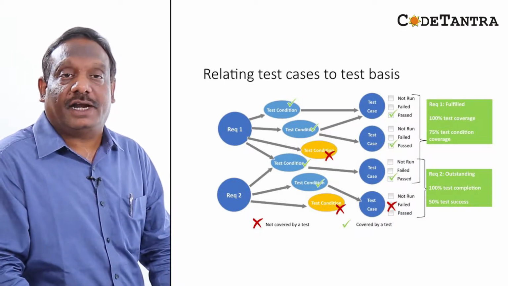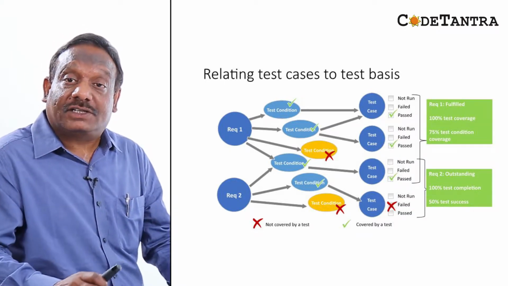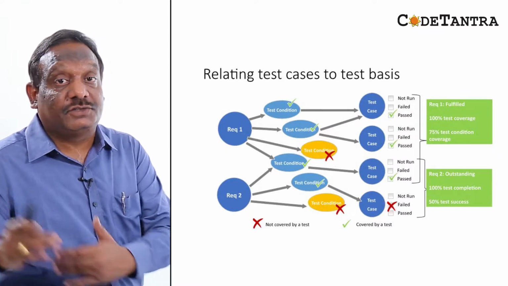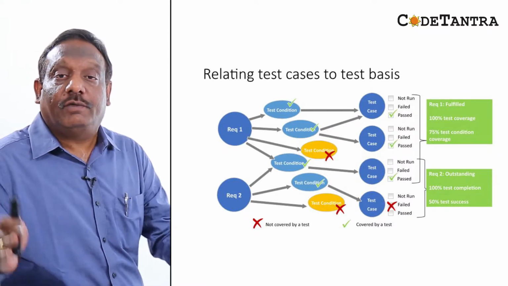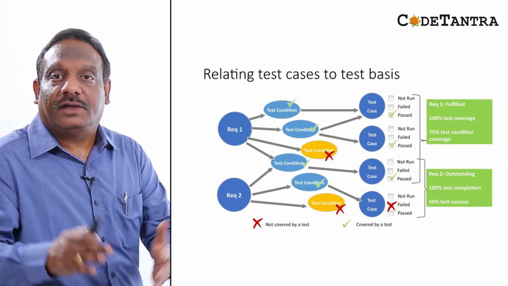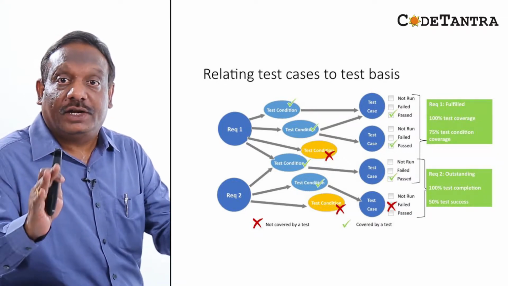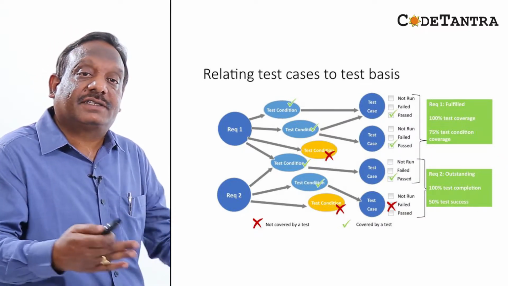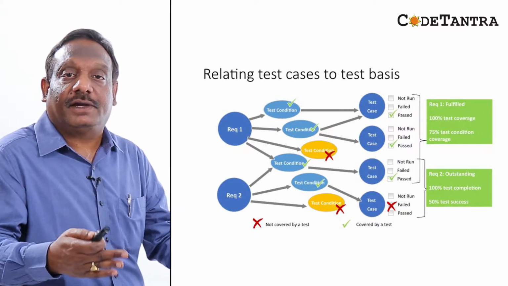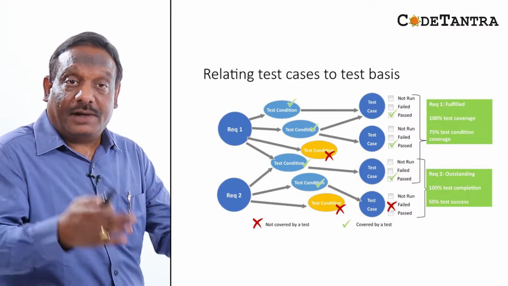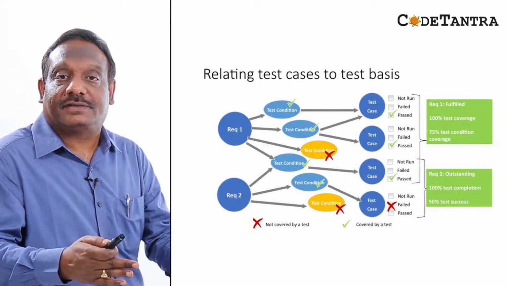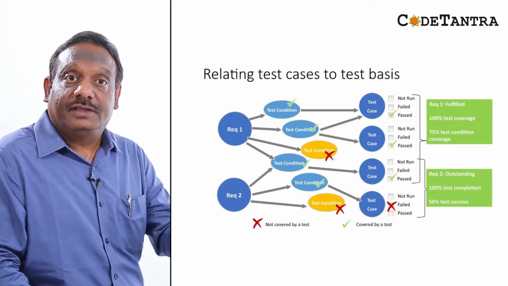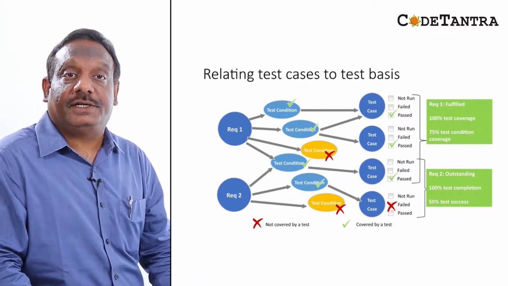It is still outstanding. And from the test completion point of view, meaning all the prepared test cases, have they been executed or not? Yes, you have executed all of them. It is not that some of the test cases are still pending. So it is 100% test completion. What is the test success for you? It is 50%, because only part of the test conditions have passed. So only part of the test cases have passed. So this is how you use this information.